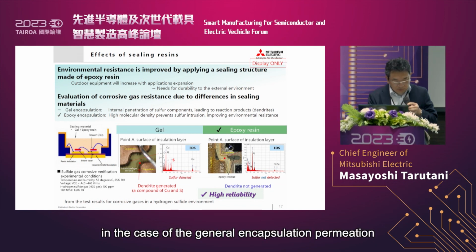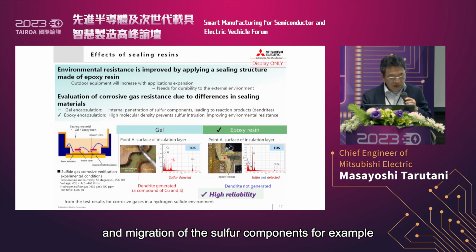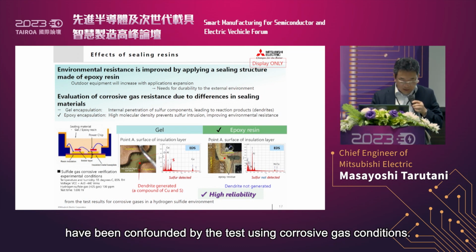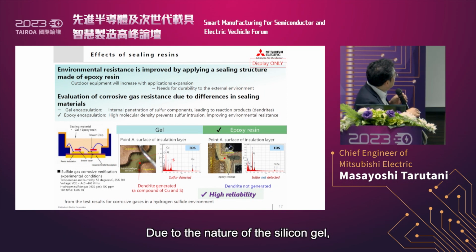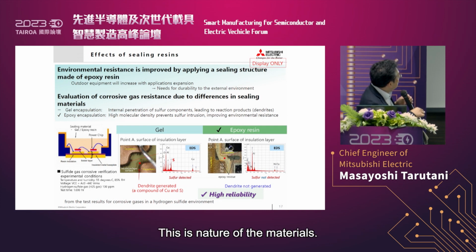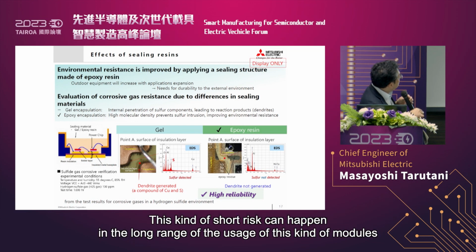In the case of gel encapsulation, permeation and migration of sulfur components, for example, have been confirmed by tests using corrosive gas conditions. Due to the nature of the silicone gel, this kind of dendrite growth cannot be hindered and stopped. This is the nature of the material. So if there is a high voltage electrode and a ground electrode, this kind of short risk can happen over long-term usage of these modules.